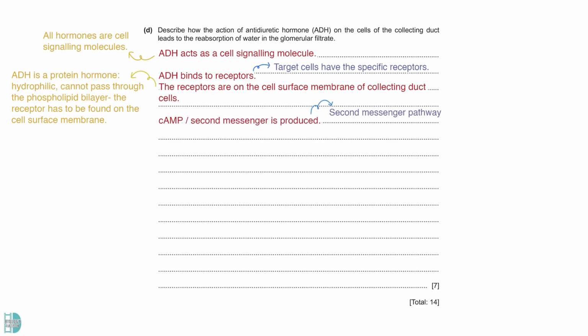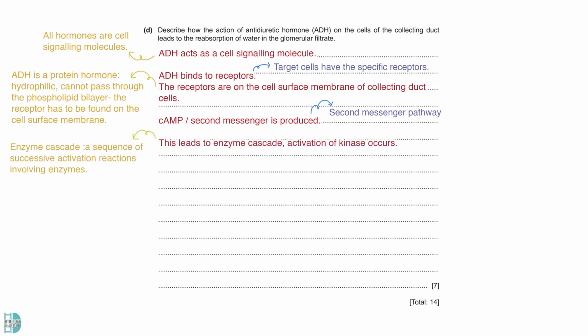The binding stimulates the second messenger pathway. A second messenger called cAMP is produced inside the cell. This leads to an enzyme cascade, and the activation of kinase occurs. Enzyme cascade refers to a sequence of successive activation reactions involving enzymes. Then, vesicles containing aquaporins are phosphorylated. This is to activate the vesicles.